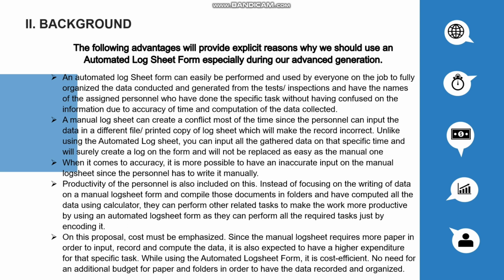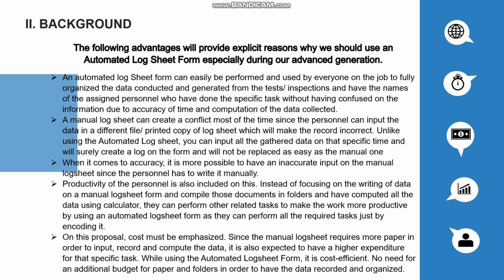A manual log sheet can create a conflict most of the time since the personnel can input the data in a different file, printed copy, and log sheet, which will make the record incorrect. Unlike using the automated log sheet, you can input all the gathered data at the specific time and it will surely create a log on the form and will not be replaced as easily as the manual one. When it comes to accuracy, it is more possible to have an inaccurate input on the manual log sheet since the personnel has to write it manually.